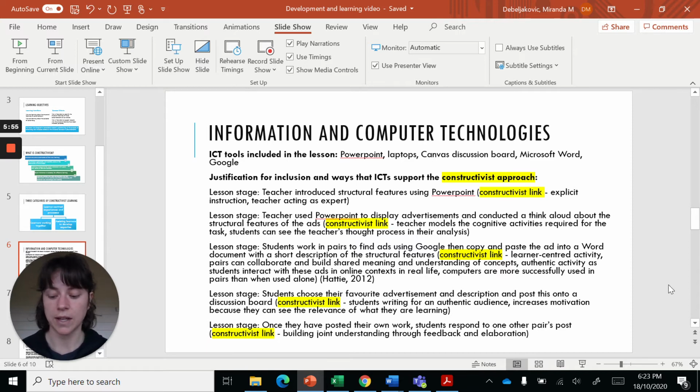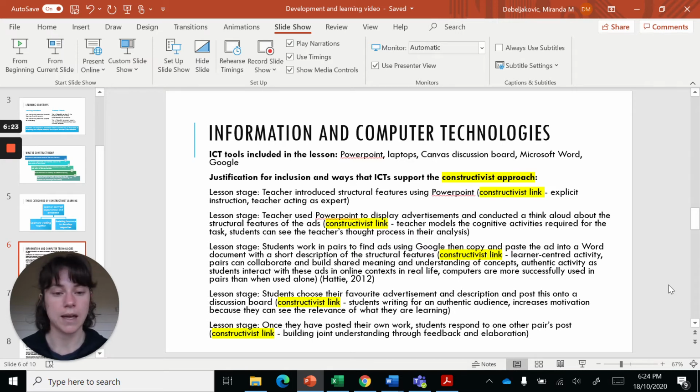And also during the think aloud, the teacher has the opportunity to link students' new learning, which is the structural elements of the ads, to their existing knowledge. So that's the purpose of the ads that students have already started to look at. The main tool, as I said, that students used during this lesson were laptops. The school is equipped with around 45 laptops per 100 students, and about a third of this particular class bring their own laptop.